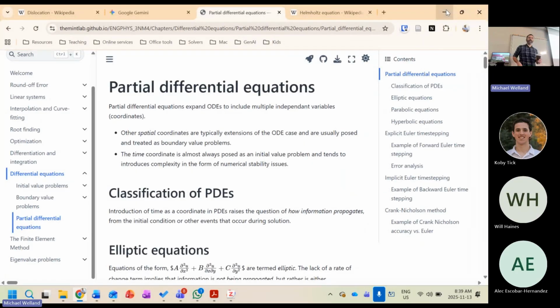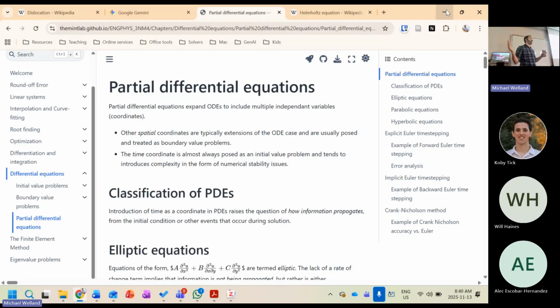PDEs. Finally, we're bringing together what we talked about with boundary value problems and initial value problems. So PDEs, the general idea is that we're going to have to establish some kind of time marching scheme. What that means is that at every time step, we're going to have basically a boundary value problem. And then we're going to be stepping through that in time. And because we're only moving one directionally in time, that amounts to an initial value problem.